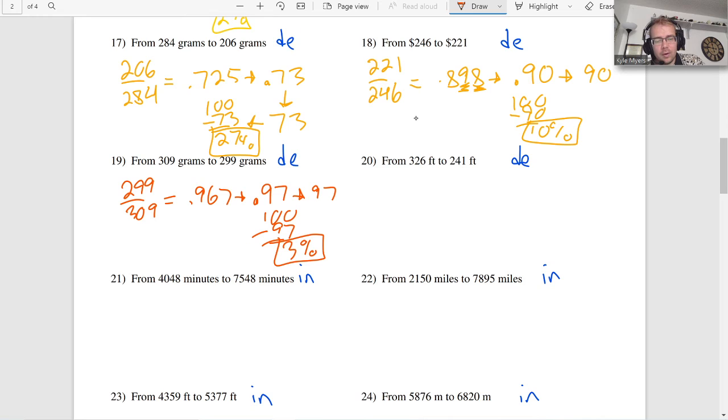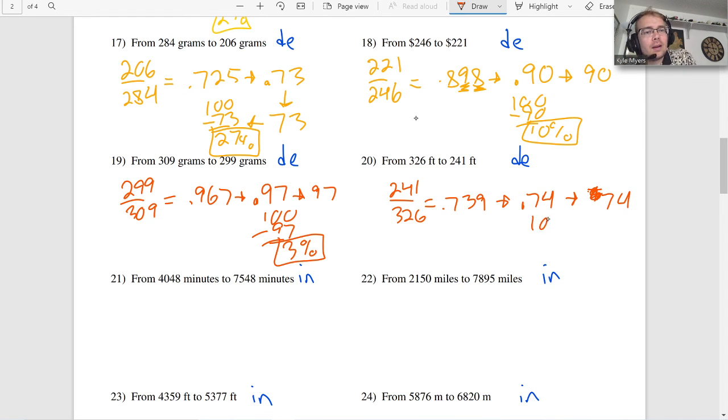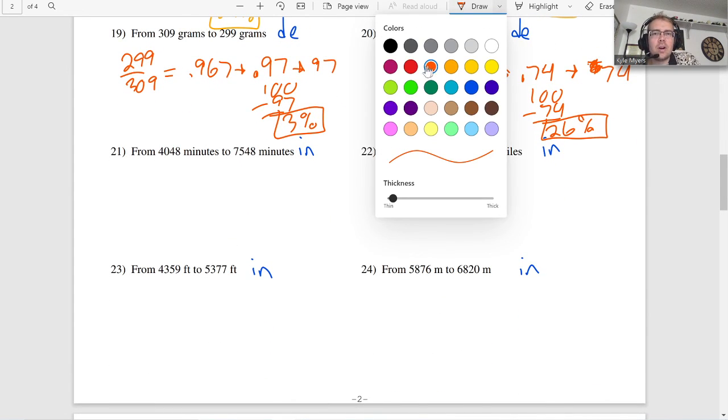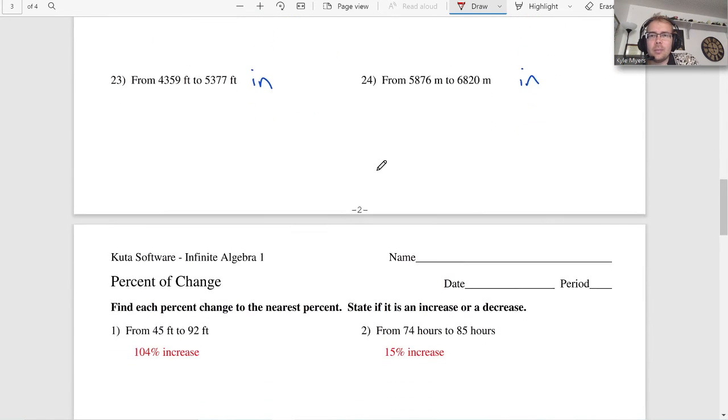Okay, 241 divided by 326. That is 0.739, which rounds to 0.74, which turns into 74, and then I would subtract from 100. 74, 6, and that would be 3, but now it's 2. And there we go. All right, changing colors again. And we're almost done because we only got these 4 more, and then we got the answers after that. So if you look here, boom, we're almost done.